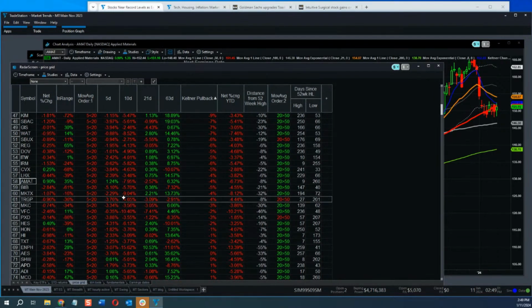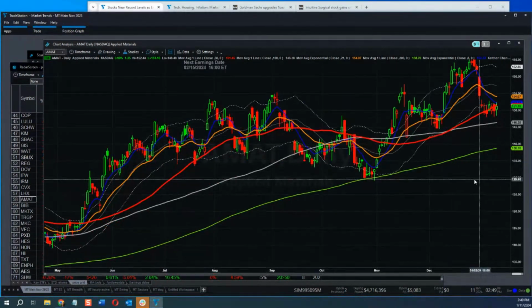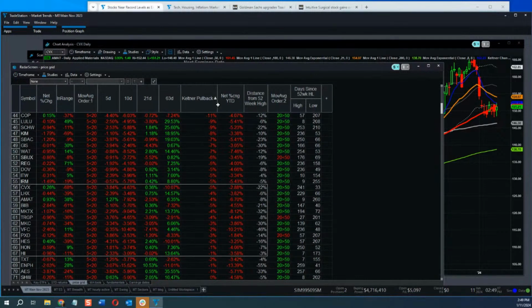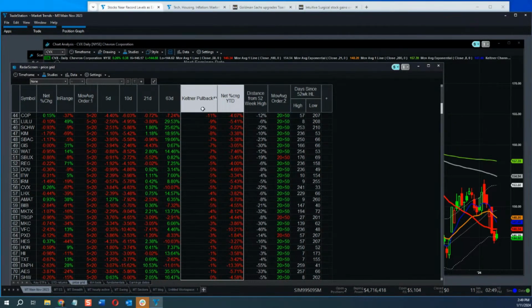So these are the ways I would use this. I'm not necessarily saying that gives us any clear signal on AMAT or anything like that. But this Keltner pullback is an indicator I want to share with you guys next week. So I'm going to make a note of that.